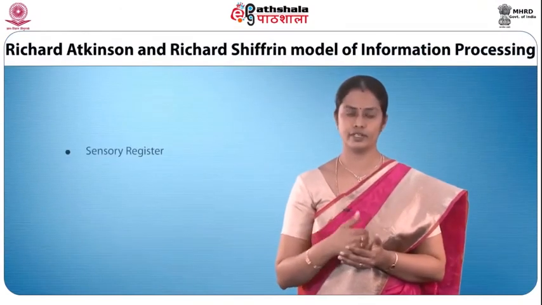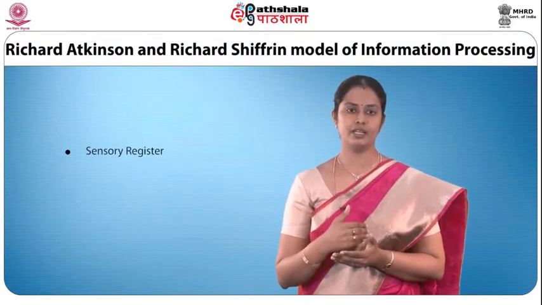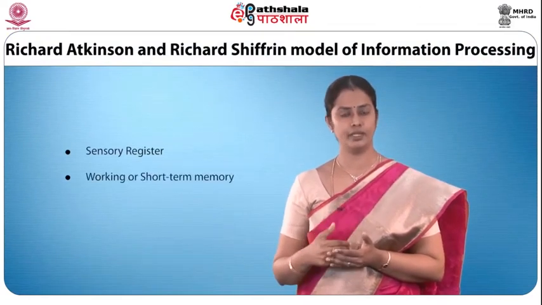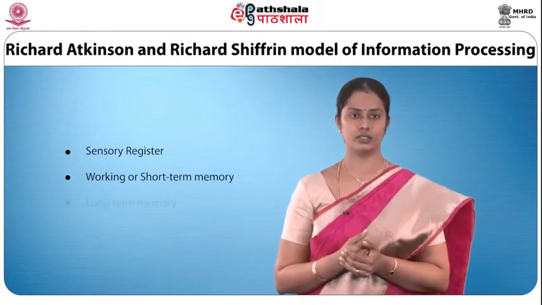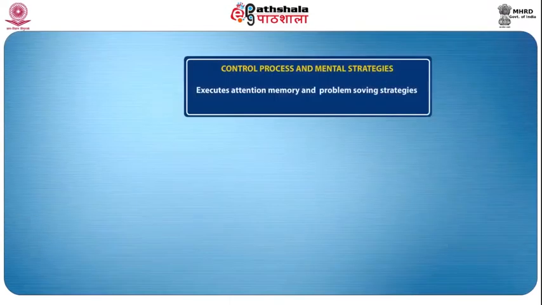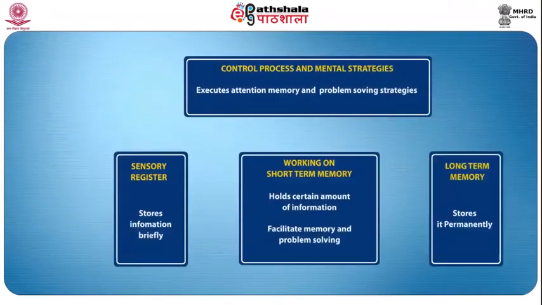The most accepted store model of information processing was proposed by Richard Atkinson and Richard Shiffrin. According to this store model, each human mind has three major parts as shown here. The first one is the sensory register, and the second one is the working or short-term memory. The third one is long-term memory. Now let us understand how these three parts work through the flowchart shown to you.